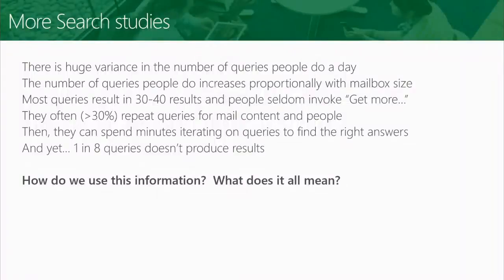Now, there's a huge variance, a huge range in the number of queries any one user does in a day. Whether people are filers or inbox zero folks or pilers, as users get bigger mailboxes, they search proportionally with the content of their mailboxes. When users do a search and the results are coming back, whether they be 200, 300, 400, users never click on that go find more results from the server. Most queries are just generally small. They come back with 30 or 40 results.